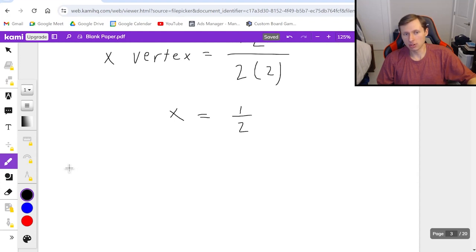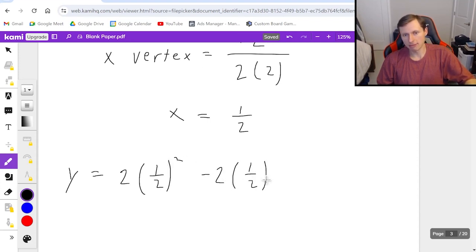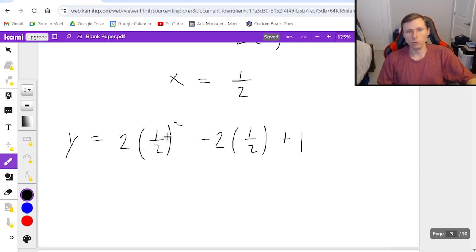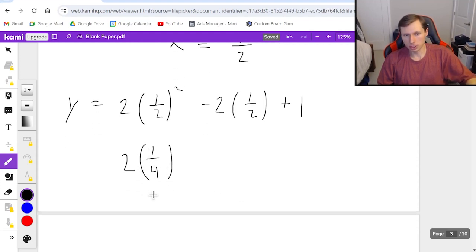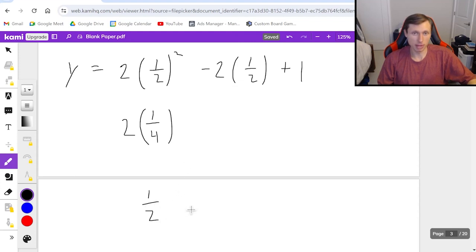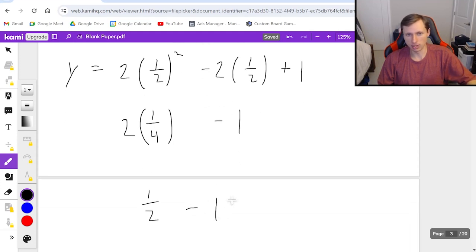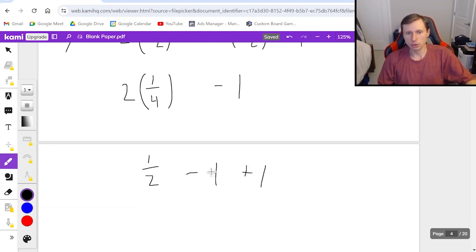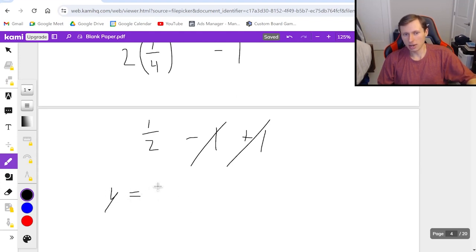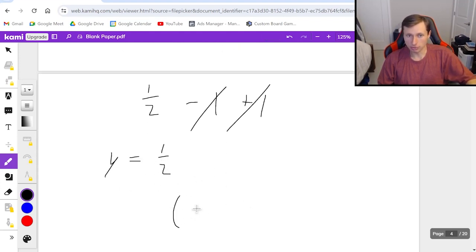Now if I want to find the y vertex, I got to plug this into the formula. So it's going to be 2 times 1/2 squared minus 2 times 1/2 plus 1. So 1/2 squared, that's going to be 1/4. So it's 1/4 times 2, which I know 2 times 1/4 is really just 1/2. So that's not too bad. For the second one, negative 2 times 1/2, that's just negative 1. So negative 1 here. And then plus 1 at the end. You could say negative 1 and plus 1 cancel. You'll just get y equals 1/2. And my final answer for the vertex is 1/2 comma 1/2.